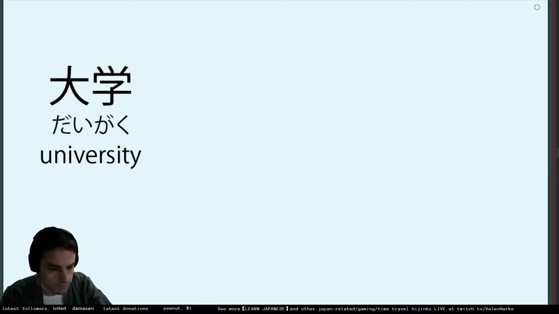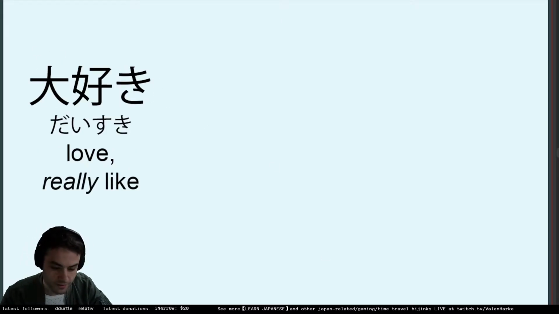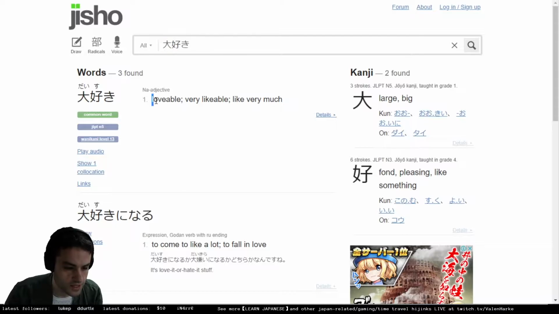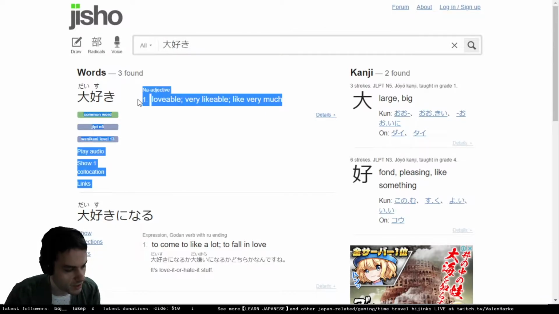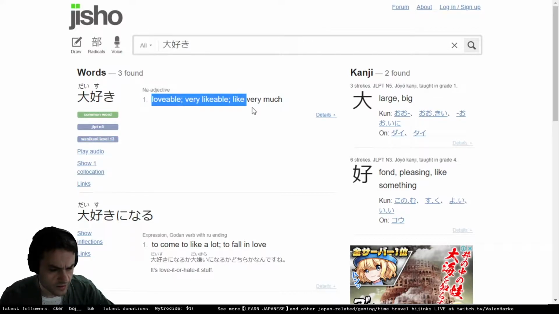Actually, last class, I think. This one, remember this one? Big study, aka university. Daigaku. Well, today, it's also showing up in daisuki, big. And remember, I told you, big is a useful one, it's important. And you'll see daisuki says lovable, very likable, like very much. Okay, and this will probably confuse native English speakers because these are very different words with different grammar.